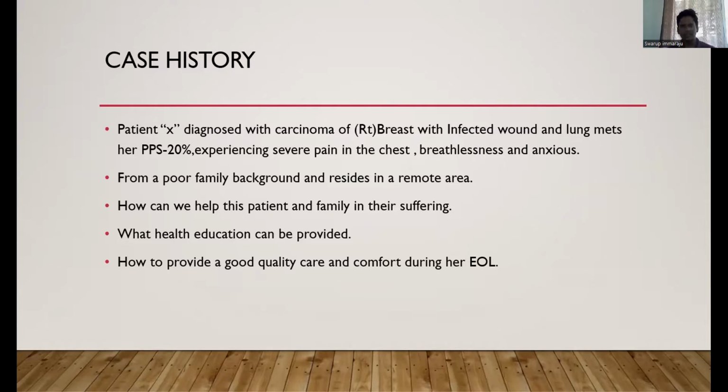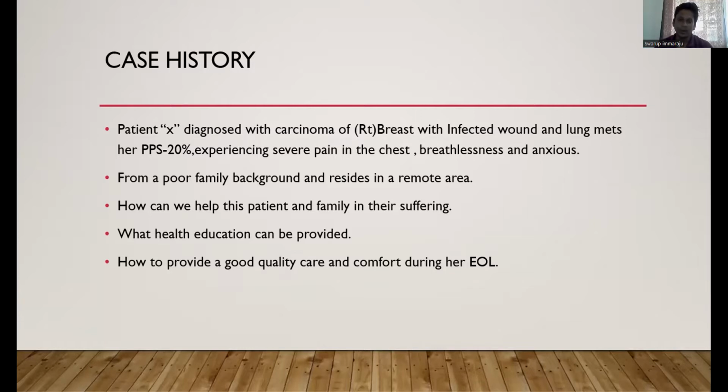I'm not just including the patient himself, but also the family, because family plays a major role in all the scenarios, because they are the decision makers. They are the ones who have to bear the financial burden, and they are the ones who have to judge it.